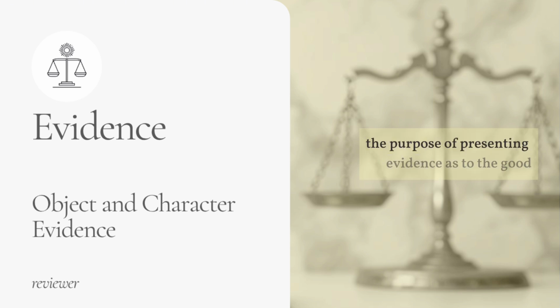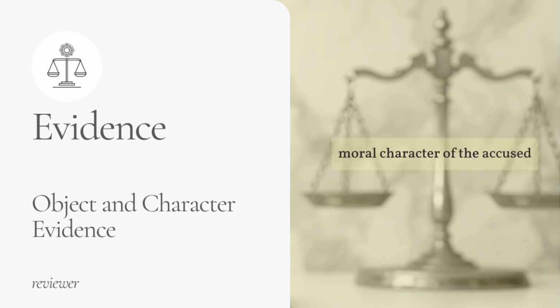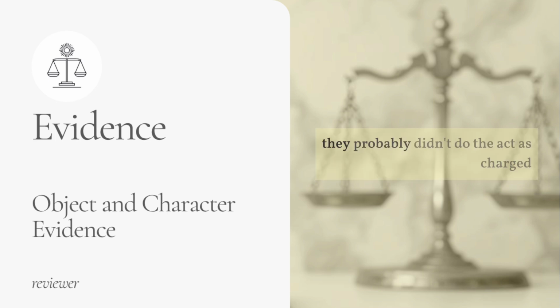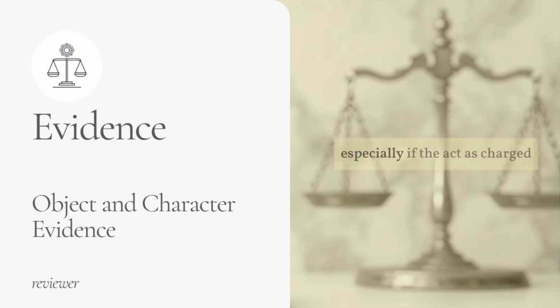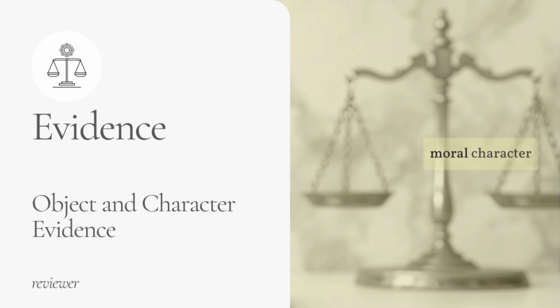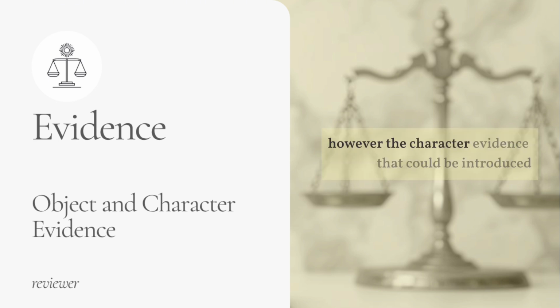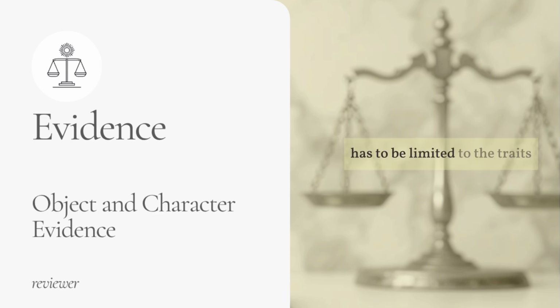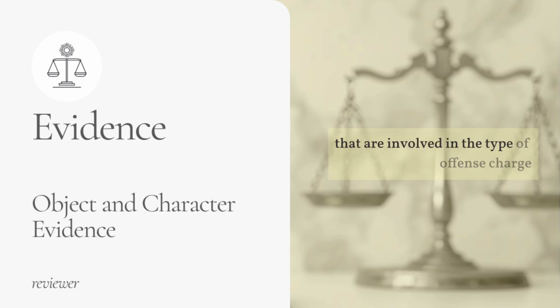The purpose of presenting evidence as to the good moral character of the accused is to prove that they probably didn't do the act as charged, especially if the act charged has a pertinent moral trait involved in it. Bad character of the accused, again, can only be proved by the prosecution in rebuttal. Unless and until the accused gives evidence of their good moral character, the prosecution cannot introduce any evidence of their bad moral character. However, the character evidence that could be introduced has to be limited to the traits and characteristics that are involved in the type of offense charged.